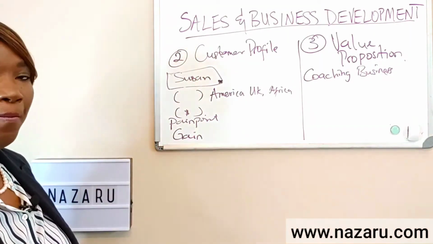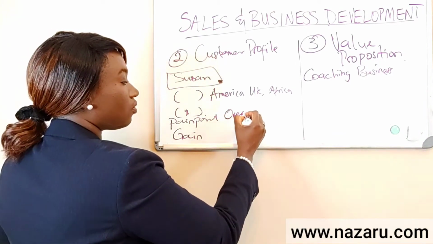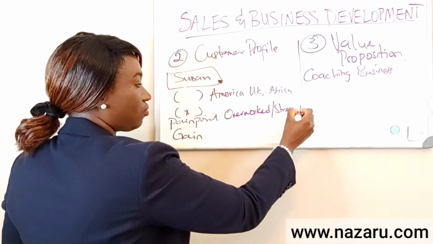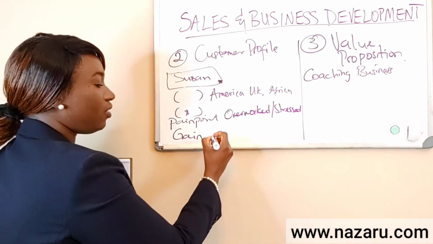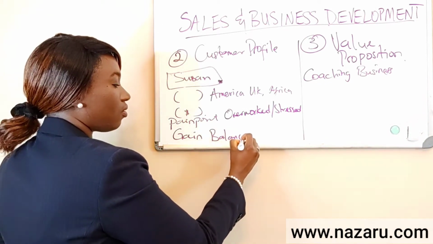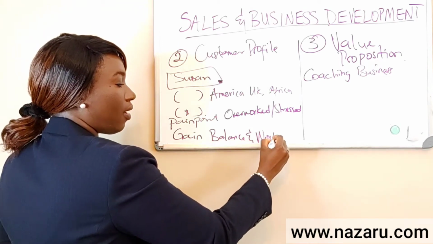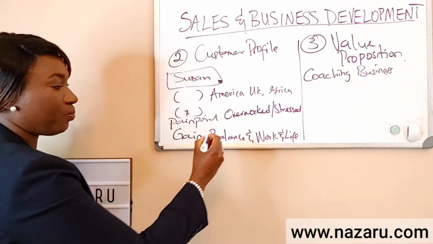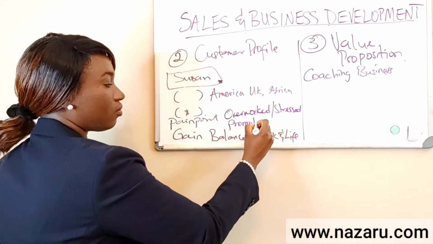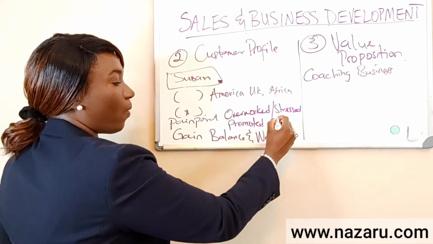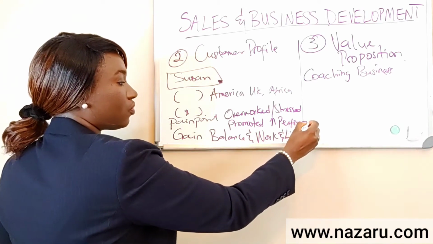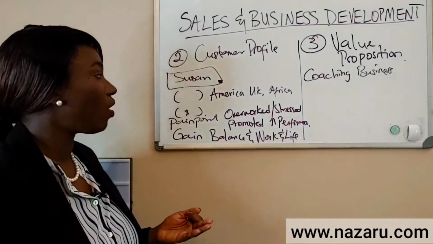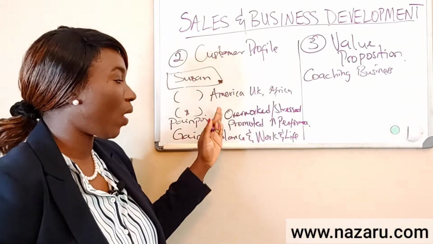For example, a pain point could be she's overworked and stressed. A gain could be she's looking to balance her work and life. Also, she might be looking to get promoted and increasing her performance at work. This would be, for example, what Miss Susan here is trying to accomplish.